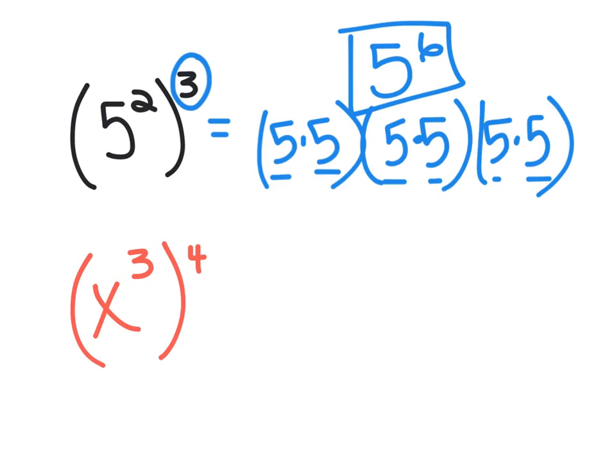Now, you might remember that the shortcut when you do this is, when you have a power to a power, you can actually multiply the exponents. So 2 times 3 gives you the 6 right here. Same thing on this one.